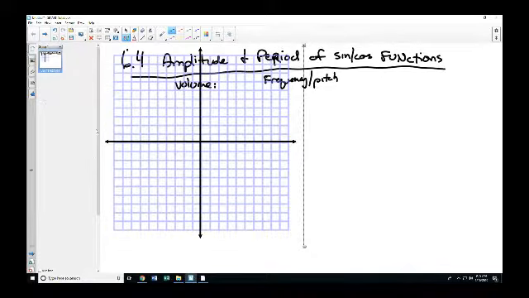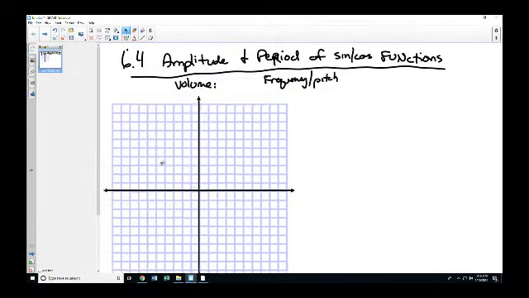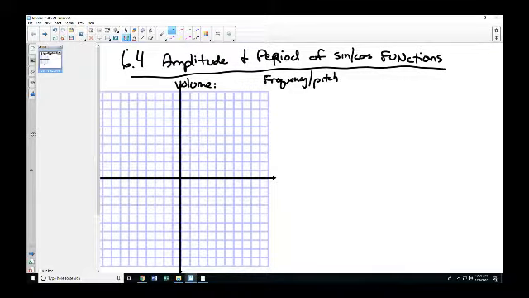Let's graph sine x. Okay, we'll go from 1 to -1, right? And 0 to what? 2 pi. 2 pi is the period of sine x. Sine x. Amplitude is 1. And the period is 2 pi.